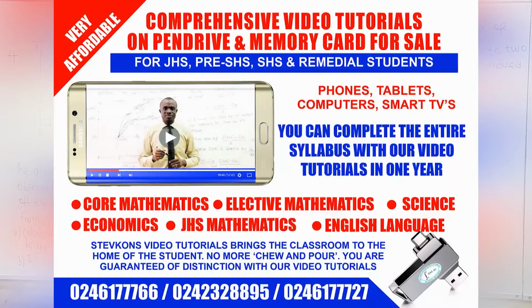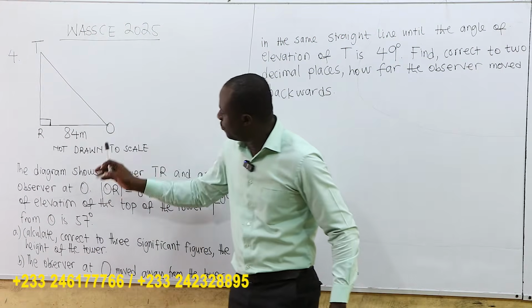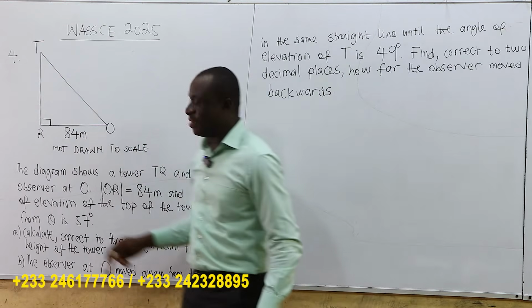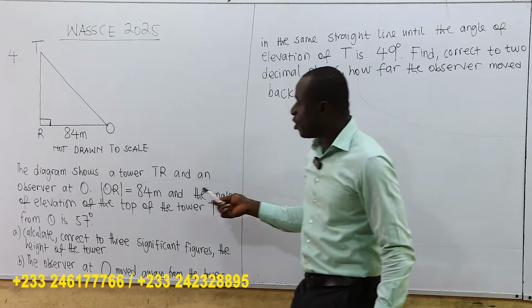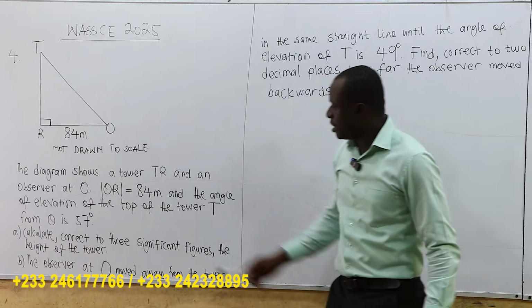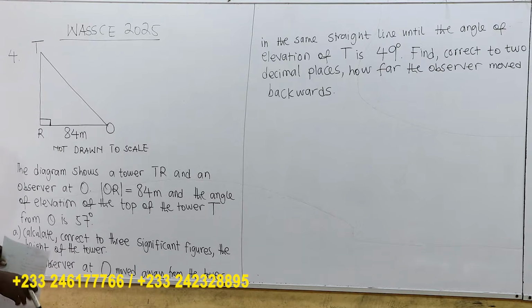Now this WASSCE 2025 general mathematics, that's the diagram we have over there, and it's not drawn to scale. The diagram shows a tower TR. So TR is the tower and an observer is at O. Now OR is 84 meters.